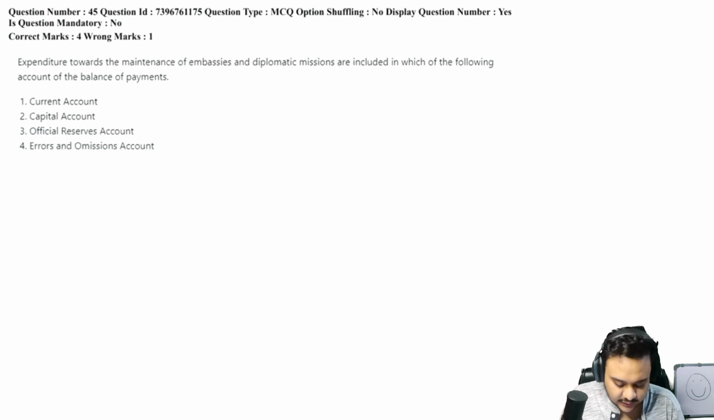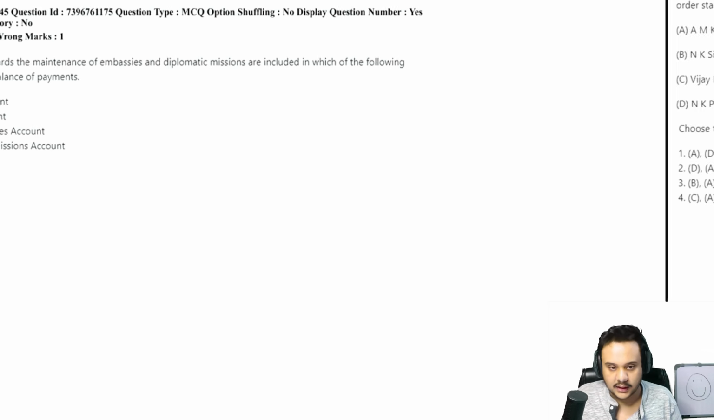The 45th question: expenditure towards maintenance of embassies and diplomatic missions are included in which of the following accounts of BOP? So what kind of expenditure is this? The maintenance of embassies. We are not setting up new assets. You are not setting up a land and putting up a new embassy. You are maintaining it. And diplomatic missions, you are just sending your people abroad or whatever. So this is all part of services. And where would you put the services expenditure? You will put that in current account, not in reserves, not in errors and omissions account, not in the capital account, right?